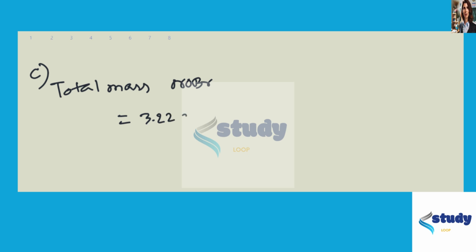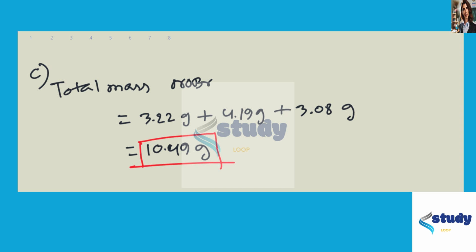That means 3.22 gram plus 4.19 gram plus 3.08 gram. So the total will give us a value of 10.49 gram. So this is the total mass of the equilibrium components, and since this is the total mass of the equilibrium components, that means this is also the initial or original mass of the reactant NOBr.